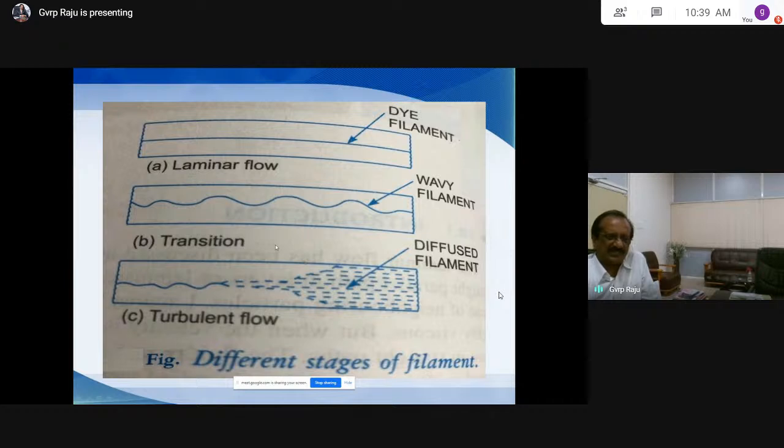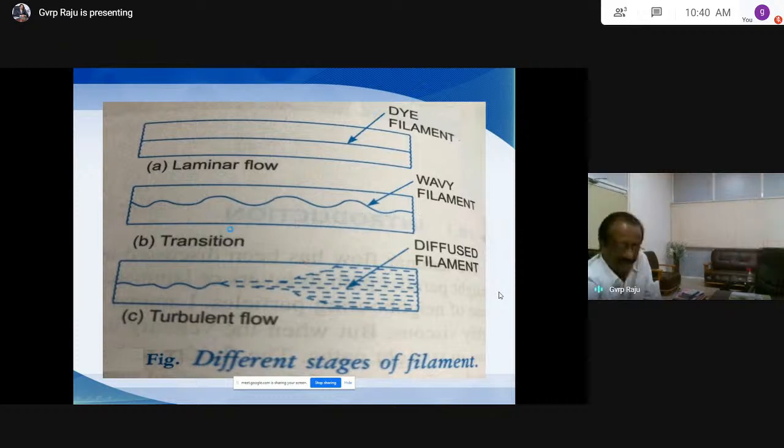So transition flow is a flow in which the flow changes from laminar to turbulent. Now we have discussed the laminar flow and also transition flow. Transition flow is the transition state. The name itself is very clear. It is a state wherein the flow is changing from laminar to turbulent. You can see here this is moving up and down, and again it is coming out with velocity. So this particular stage is called transition.